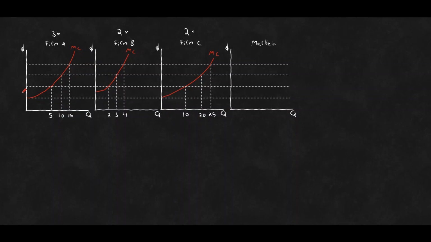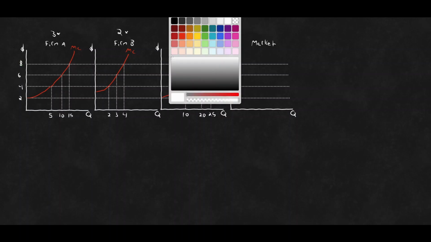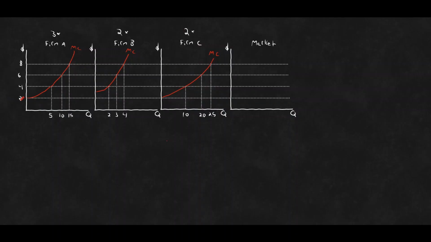So, okay, at our initial price, oh, look at that, I didn't even put prices there. Let's say we have a price of $2, $4, $6, and $8. There we go. Then let's change my color to red. Okay. At a price of $2, firm A just enters but isn't producing anything, 0. Firm B isn't even considering producing yet, so 0. Firm C, again, just entering, not producing anything, so 0. So altogether in the market at a price of $2, nobody is producing.